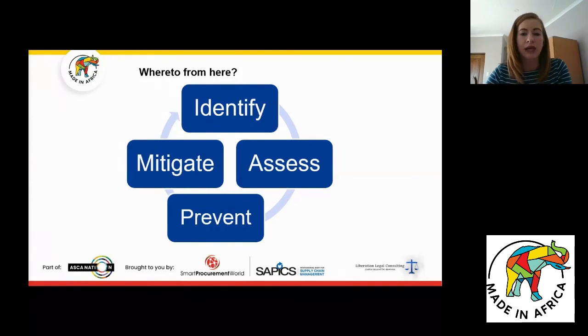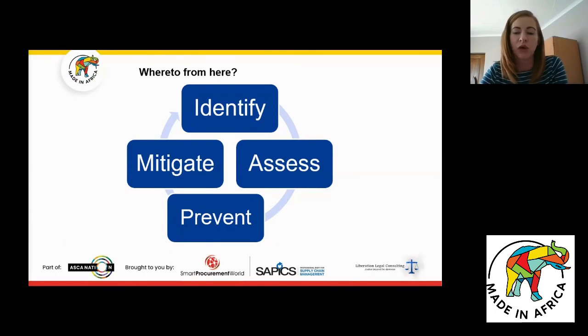So the first one, to identify. Every company has potential risks when it comes to modern slavery. That is why it is important to identify these risks, whether it is operating within a high-risk country or sector or employing low-skilled employees, which increases their vulnerability factors. None of these are bad things to do, but we need to be aware of all of these risk factors in terms of modern slavery.